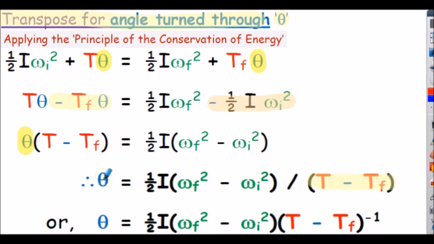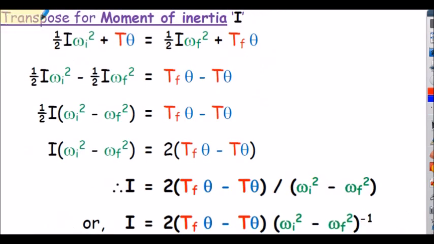So now we have our formula for theta, and on the final line I've just shown the formula for theta with the torque bracket moved from the denominator to the numerator. We're just showing it to the power of negative 1. So again, these two lines are essentially the same. They're slightly different formatting. Here we're transposing for the moment of inertia, symbol I.